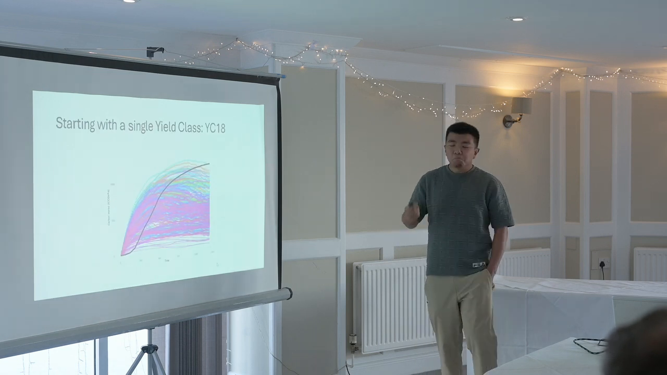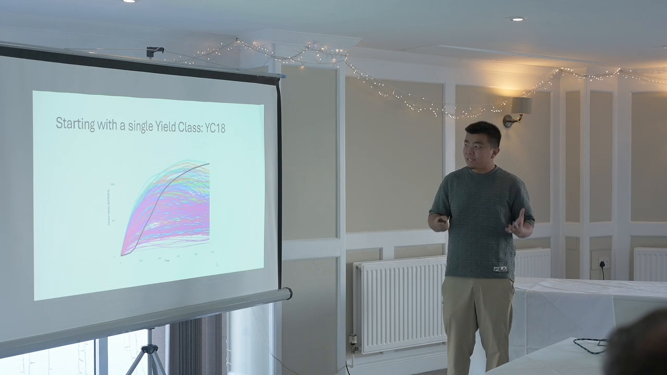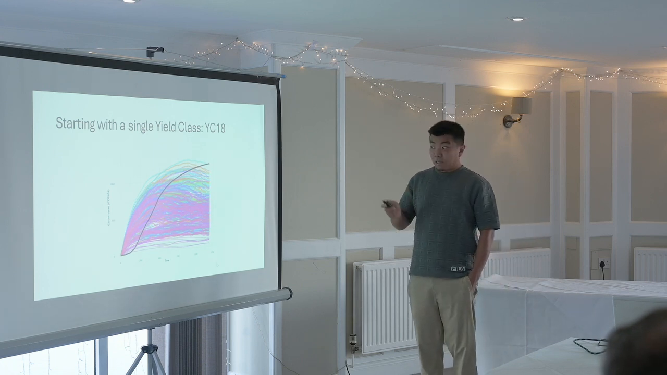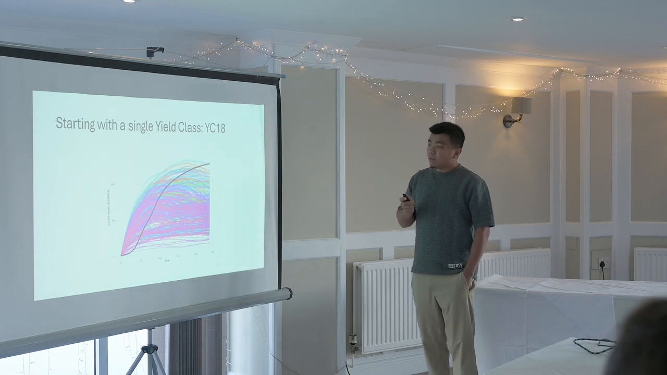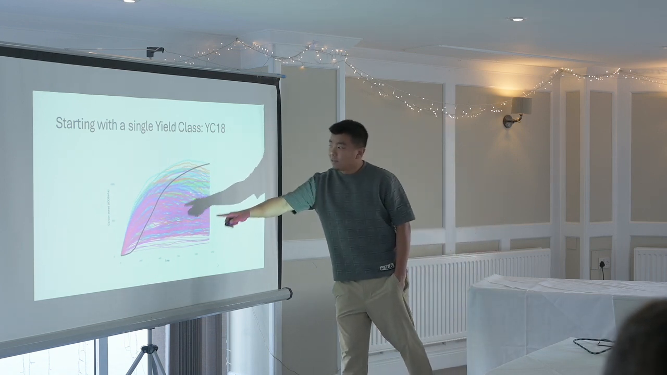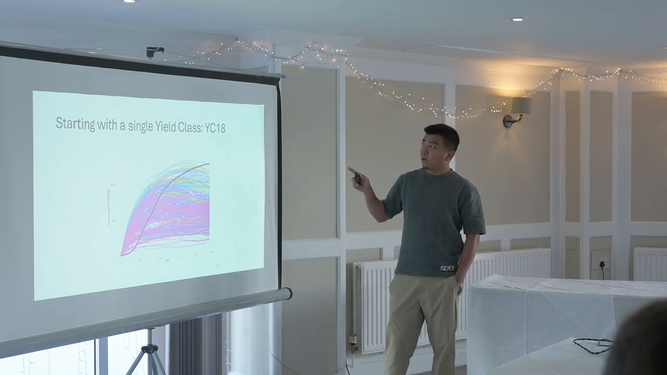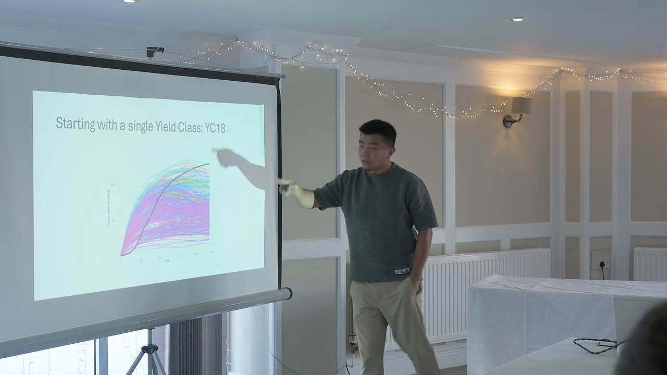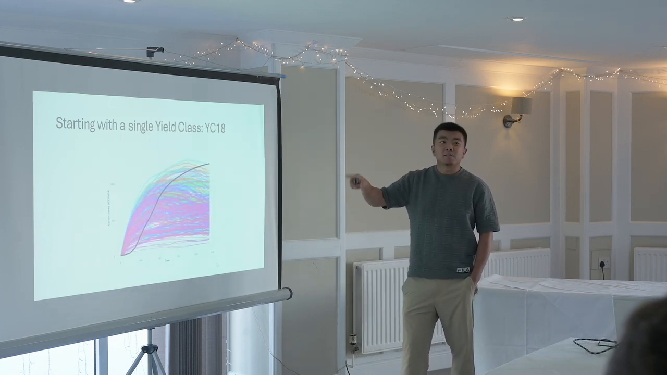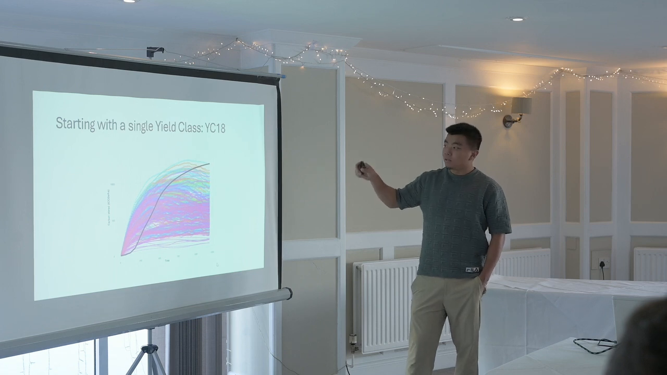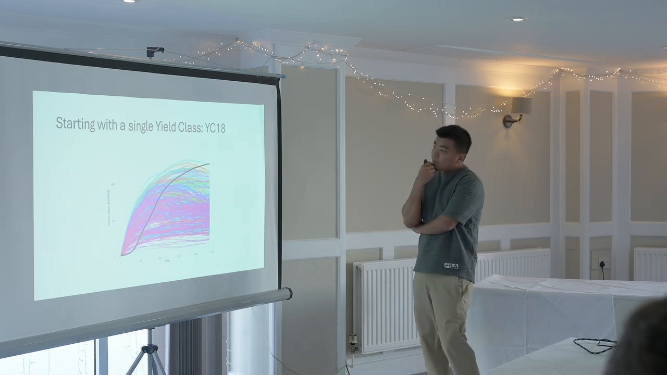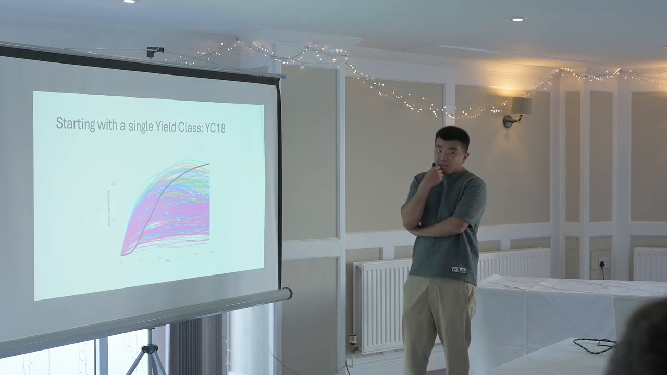Okay, so let's not make things too complicated in the beginning. We start with a single yield class 18. The thick black line here is the WCC curve for yield class 18, and the others are the Jules runs. It's maybe because it's monthly, so I didn't integrate them, so that it's more different. But looking at it, we can see some problems.